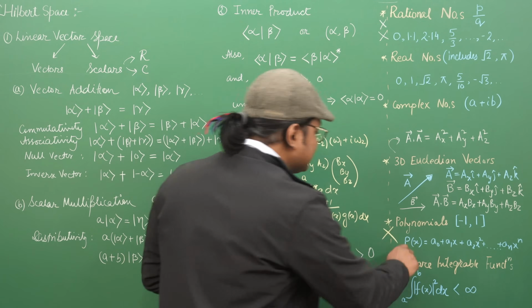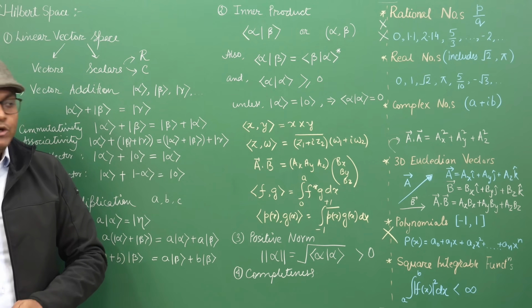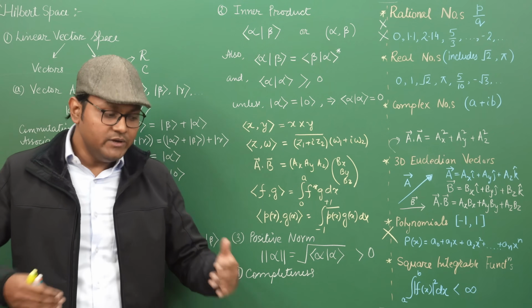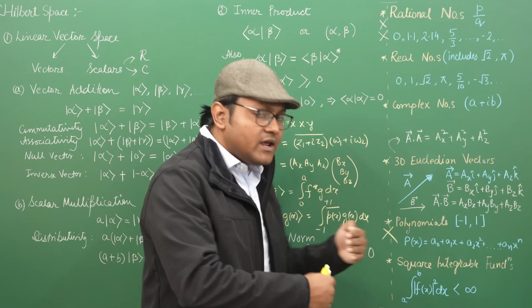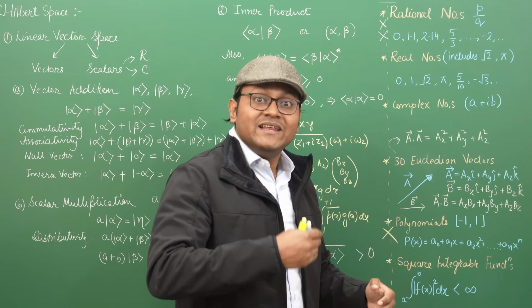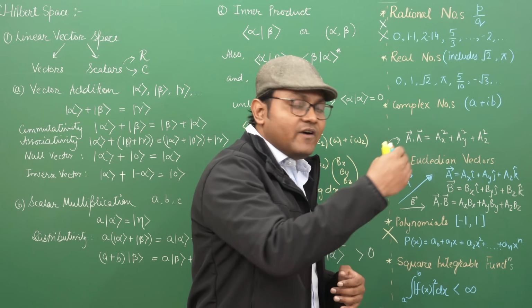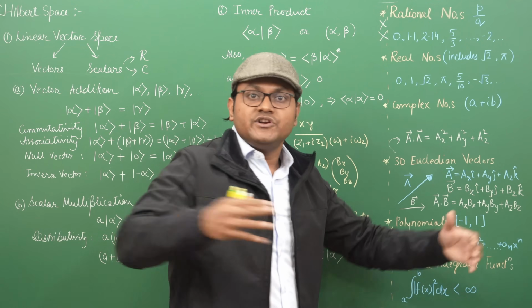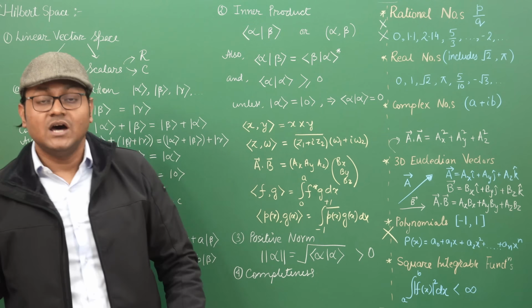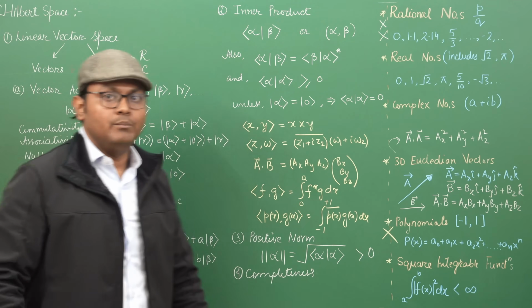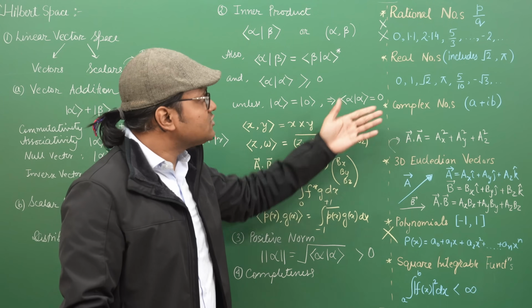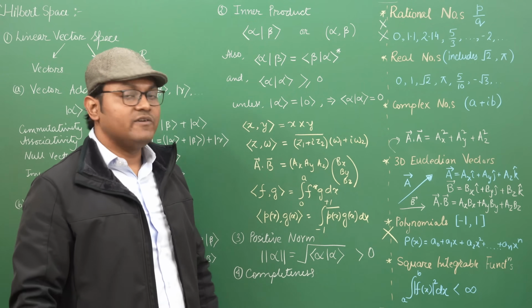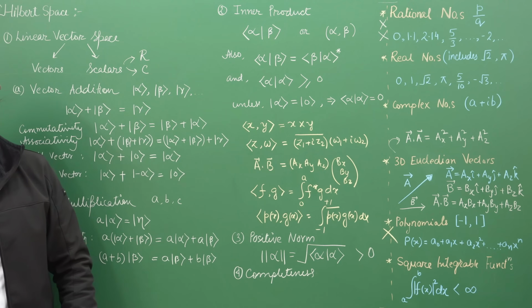Are you understanding what's happening? So completeness means that you take any kind of vector space, you take a Cauchy sequence, which is essentially a sequence of vectors coming closer and closer to one another, which finally converges on a vector. If the final vector belongs to the original space, you have a complete space. Otherwise, you do not have a complete space. And in that sense, 3D Euclidean vectors, complex numbers, real numbers, and square integrable functions are all complete spaces.